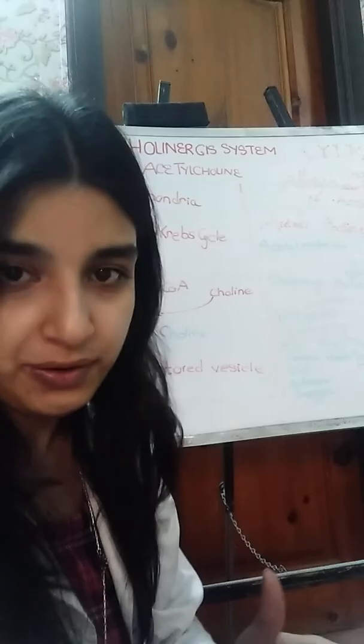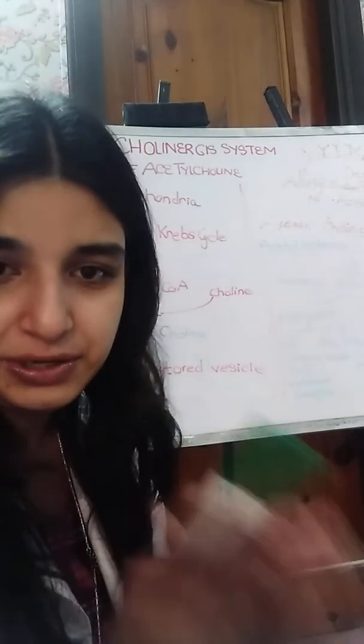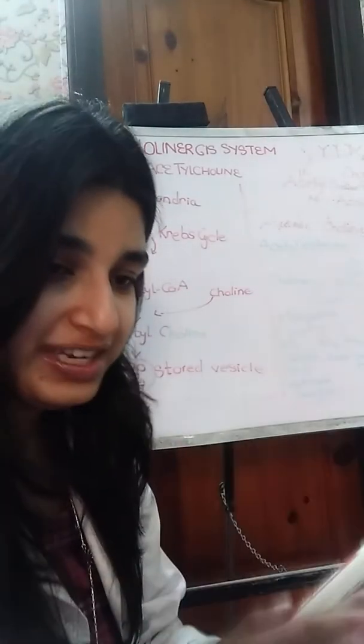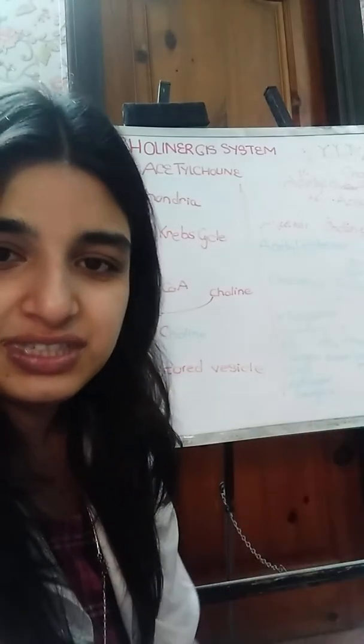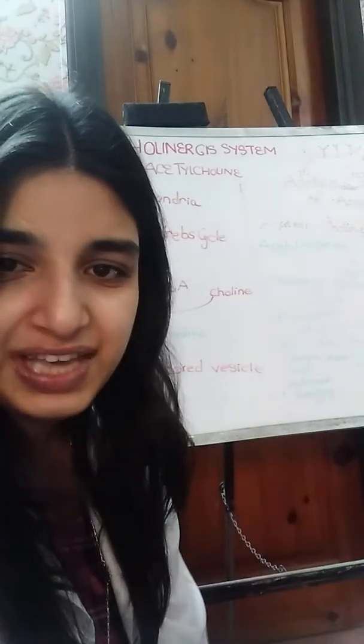And that was all about how we make acetylcholine, how we break it down when done, and what the receptors are. Hope you guys understood it. If you still have difficulty, leave it in the comment box and I'll try to solve it.